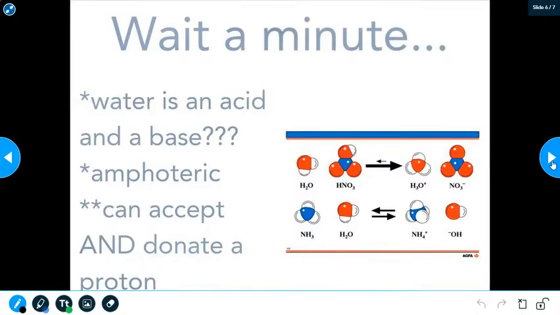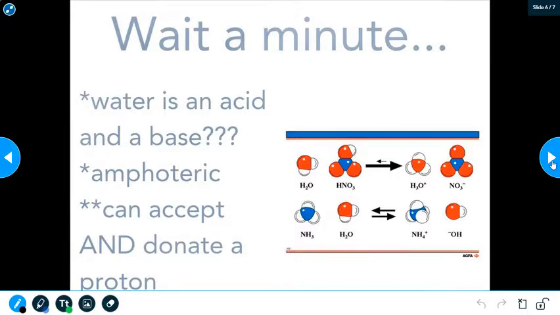So thinking about this, you're like, wait, we talked about water being neutral. We always know water is neutral. Well, water can act as an acid or it can act as a base, and we call that amphoteric. So amphoteric substances can do both. They can either give away a hydrogen or take a hydrogen, also known as a proton. And amphoteric substances must have a hydrogen to be amphoteric.